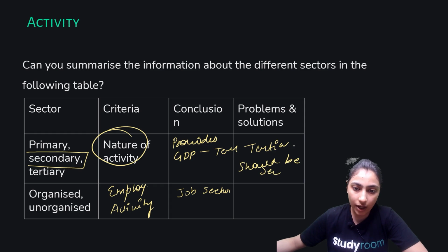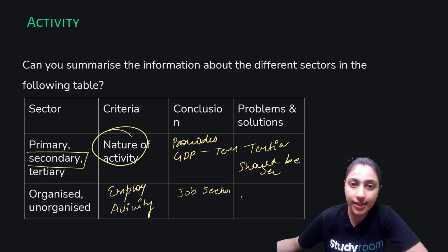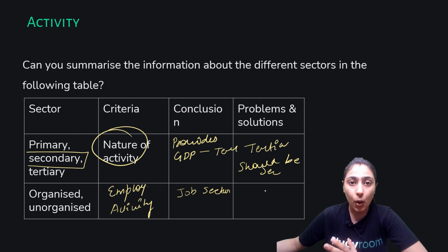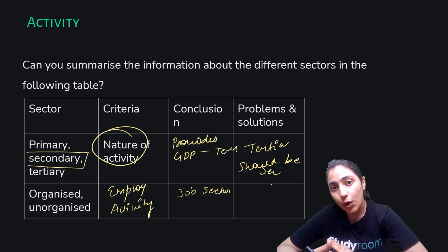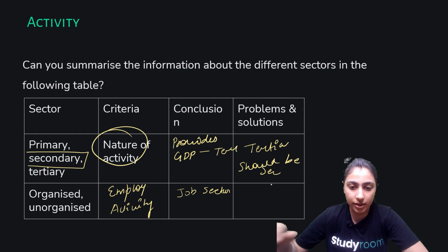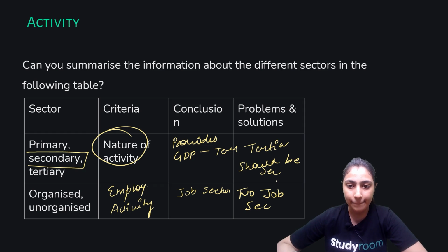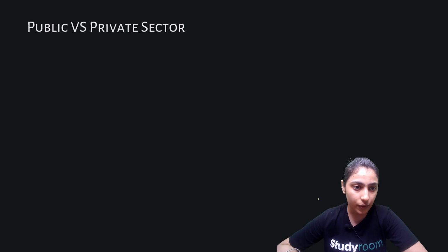Moving forward, what are the problems and solutions in organized and unorganized sector? The problem is literally in the unorganized sector, that there is no job security, and this problem can only be solved if the government takes a step forward and makes some laws for them as well, so that jobs can also be secured. So this is the problem: no job security for the people working in the unorganized sector. I hope this table is clear to you.